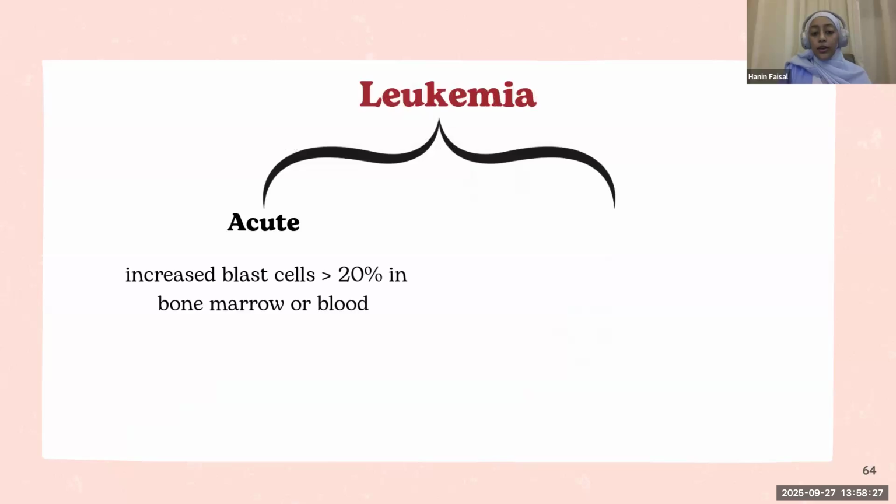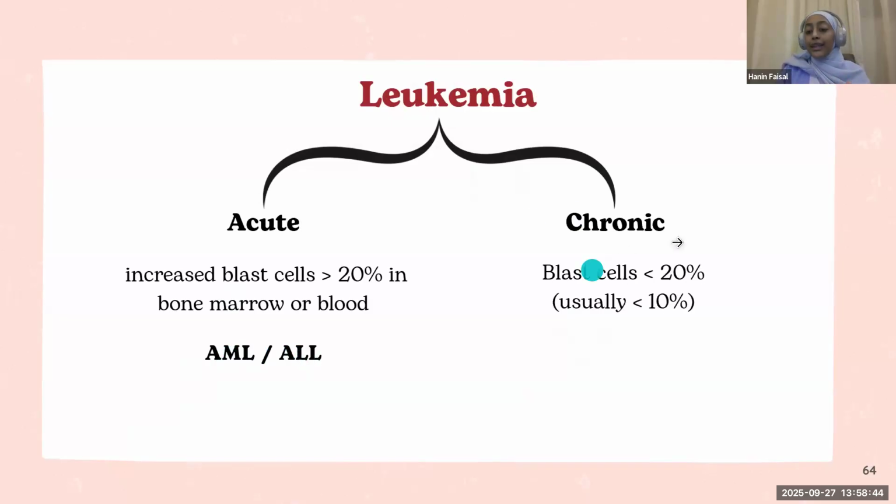Now leukemia. Again, you can have the acute type and the chronic type. The difference between the acute and the chronic is the number of blast cells, which are the immature white blood cells. If they're more than 20%, this is an acute leukemia. You're going to have the acute myeloid, meaning it's from the myeloid progenitor part, and acute lymphoid, meaning it's from the lymphoid part. The chronic is if the blast cells are less than 20%. So in the question itself, if they say the blast cells are less than 20%, this is chronic leukemia. If more than 20%, that's acute leukemia.